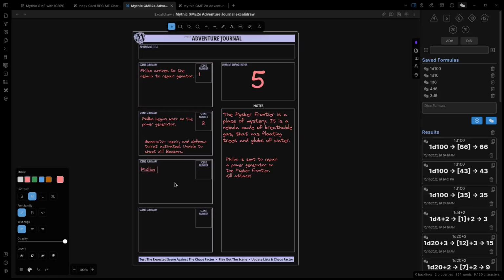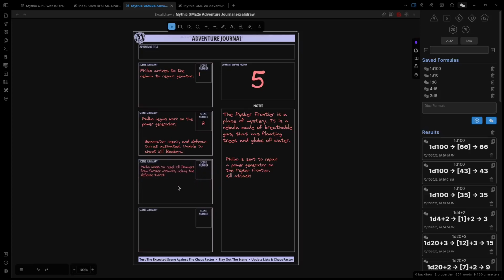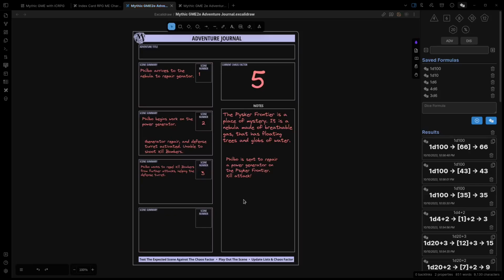Fail. Now I have a new goal: repel the Zil bombers from further attacks, helping the defense turret. This is scene 3. Cool. All right.